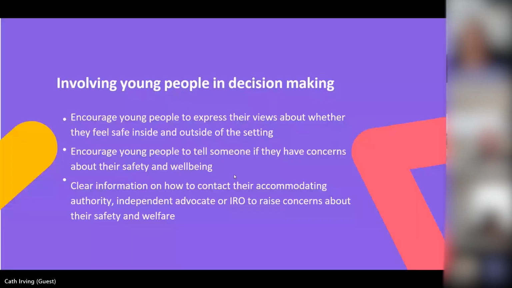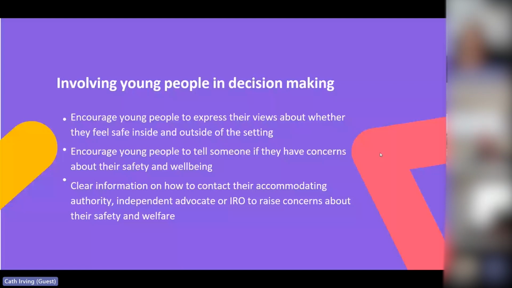Guidance is really clear that we should be involving young people within decision making, and staff should be encouraging young people to express their views about whether they feel safe within that setting or whether they feel safe when they're outside of that setting. And it's important that staff really strive to build positive relationships with young people, and we'll touch on positive and strong relationships as we go through the day-to-day and the importance of those good relationships. They build up that culture of openness and honesty and trust, and that really encourages young people to tell someone if they've got concerns, talk about any worries that they have for their safety and well-being.